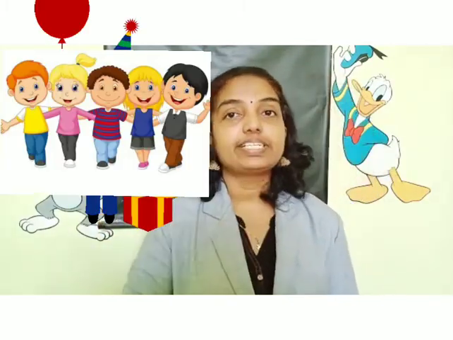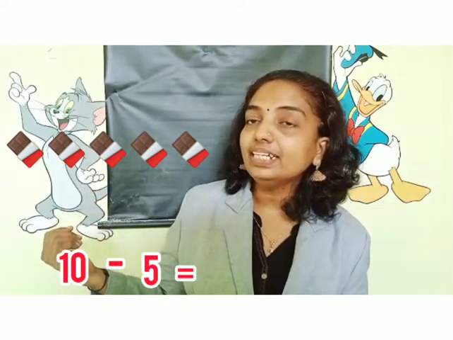Shall I tell you a story? It was Tom's birthday. He invited 5 friends. He wanted to give them chocolates. He got 10 chocolates. Let's see how many is remaining with him after giving away the chocolates. That means 10 minus 5. How many chocolates remaining? 1, 2, 3, 4, 5. 5 chocolates. This is called subtraction.